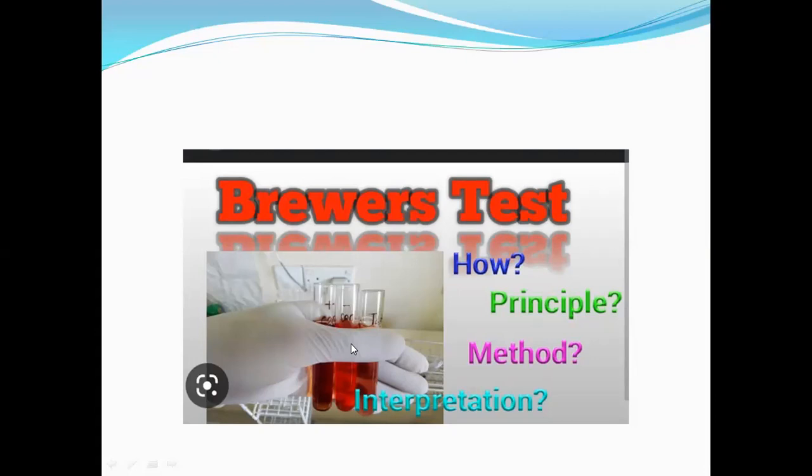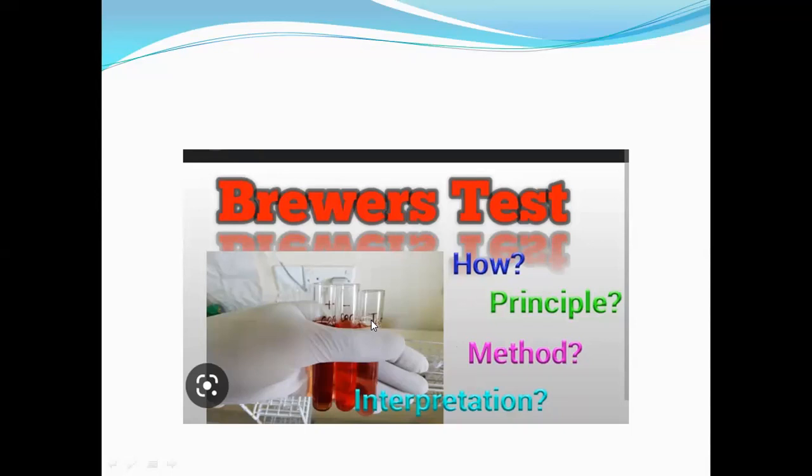When you observe a picture with these two brown colored tubes and this red colored tube, this is no doubt Brewer's test. The positive control and test are brown in color, and the negative control is pink in color. What is the disease we use this test for? The disease is G6PD deficiency, right?